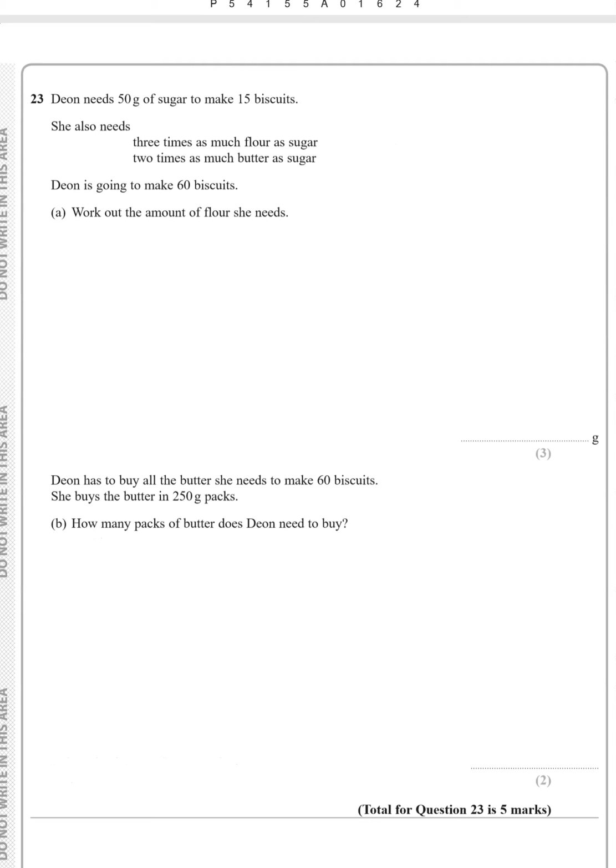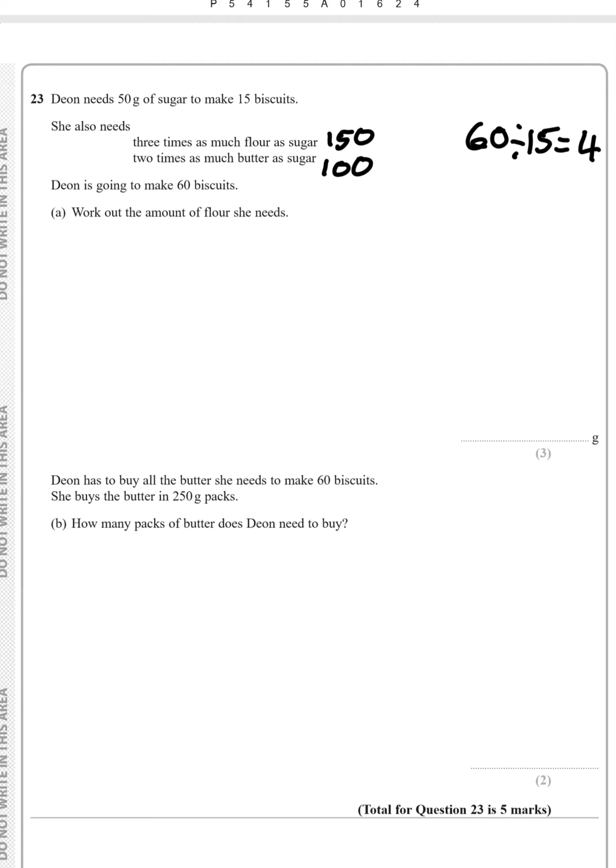Right, Dion needs 50 grams of sugar to make 15 biscuits. She also needs 3 times as much flour as sugar. Well, 3 times 50 is 150. 2 times as much butter, which is 100. She's going to make 60 biscuits. So 60 divided by 15 is 4. Work out the amount of flour she needs.